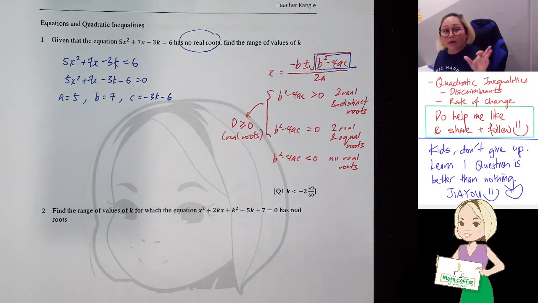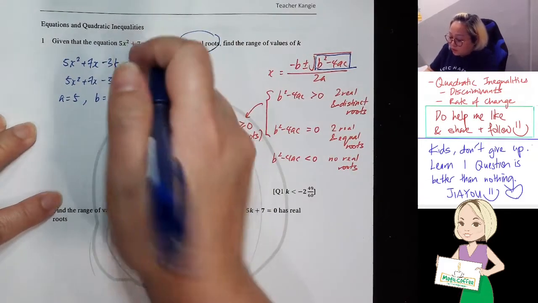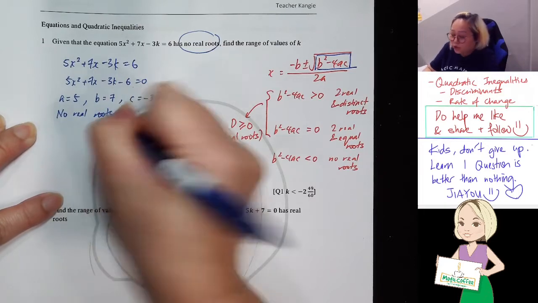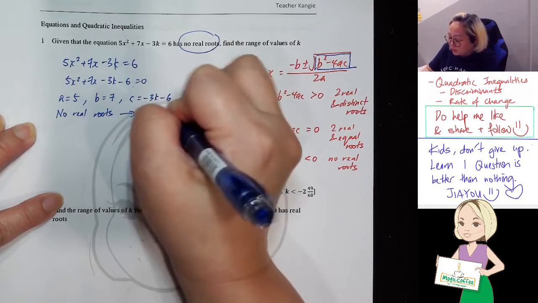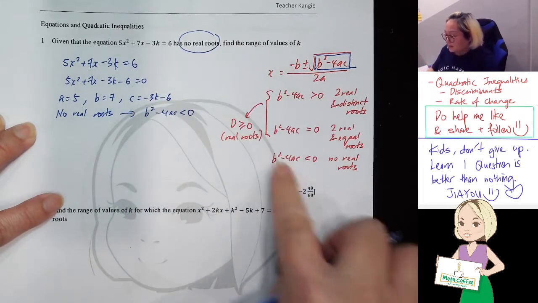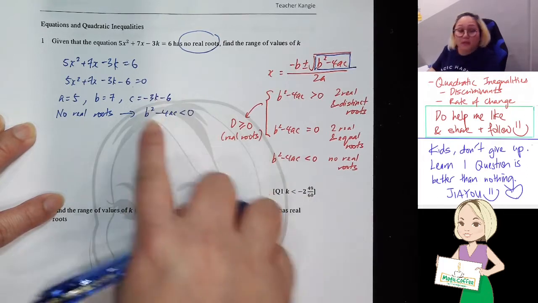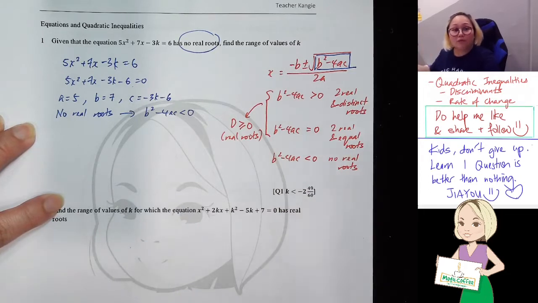So list down your a, b, c. Then because they tell me this equation has no real roots, I will know that my discriminant will be less than 0, the third case over here. So you will form this inequality, b squared minus 4ac less than 0, and solve the range of k.